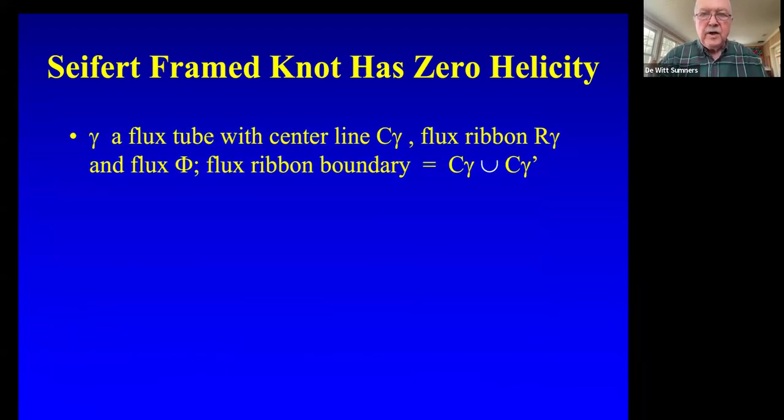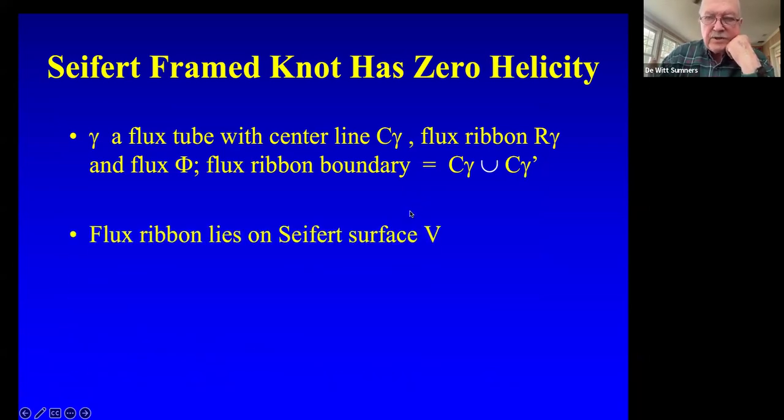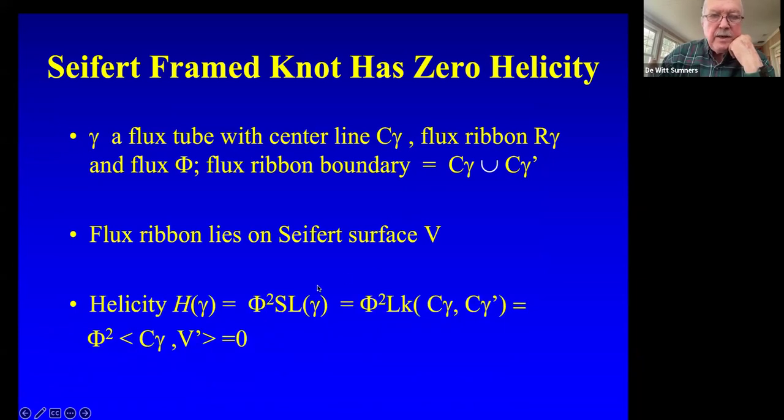So I'm going to prove that Seifert framed links have zero helicity. If I have a flux tube with center line C gamma, flux ribbon R gamma, and flux phi, this is the flux ribbon boundary of these two curves. The flux ribbon lies on a Seifert surface V. The helicity, in this case, of a single curve, since the self-linking number is zero, I've got the zero framing, it's the Seifert framing. So its linking number is zero, so the helicity for a Seifert framed single curve is zero. But the same sort of proof works for a collection of curves.